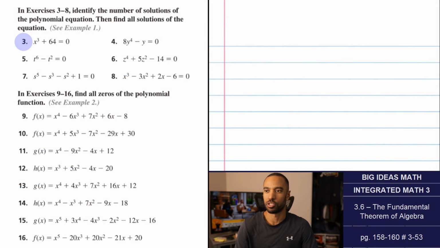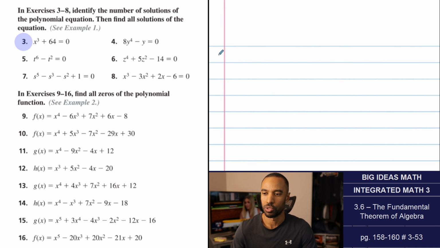All right, guys, let's go ahead and get started with the official problem set now. If you're ready to go, we are going to be looking at all the stuff we had there. I know we rushed through some parts, but that's because it tailored to the previous sections or previous knowledge. So hopefully we can make sense of these here that we begin. In exercises 3 through 8, identify the number of solutions of the polynomial equation, then find all solutions of the equation. So in number 3, we have x cubed plus 64 equals 0.